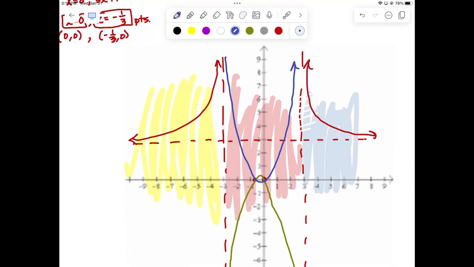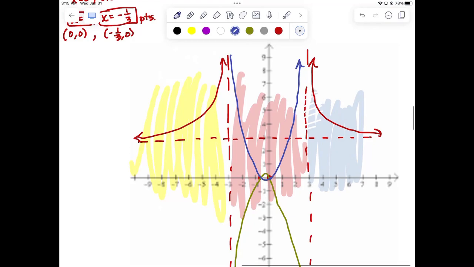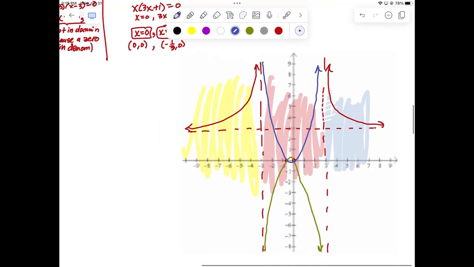Do we know which one of those it is based on our information that we've already found? You think it's the one that goes up? I'll come back to you, Alexa. Why do you think it's the one that goes up? What information that we've already found tells us it goes up?